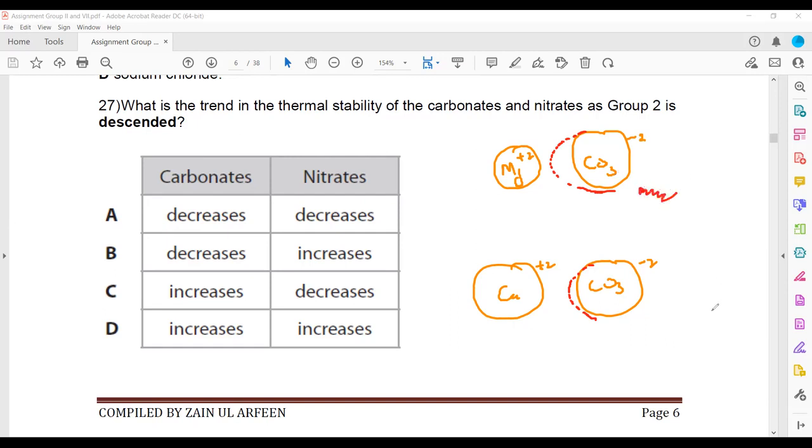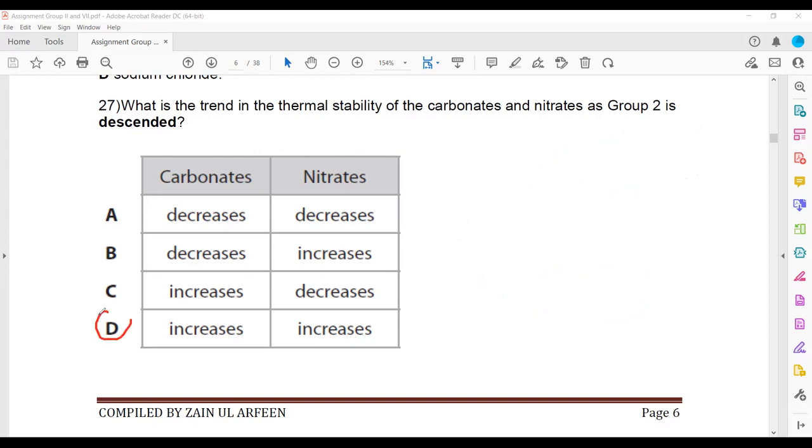So when we supply a small amount of energy, we can break it easily. Here, because there is less distortion, the carbonate ion is relatively stable. As a result, we need more energy. The same thing happens if it is a nitrate. Magnesium causes more distortion, which reduces the strength of the nitrate, so it can decompose easily, but calcium does not. So whenever we go down the group, the thermal stability of carbonates, nitrates, hydroxides and sulfates increases. So D should be the right answer.